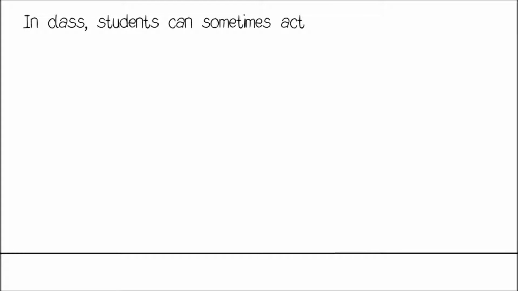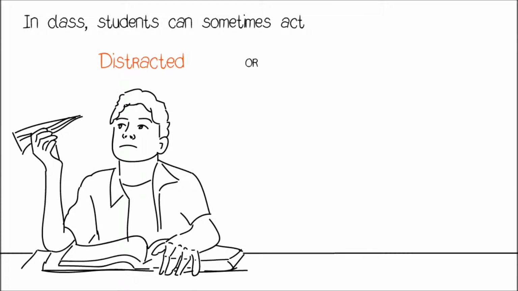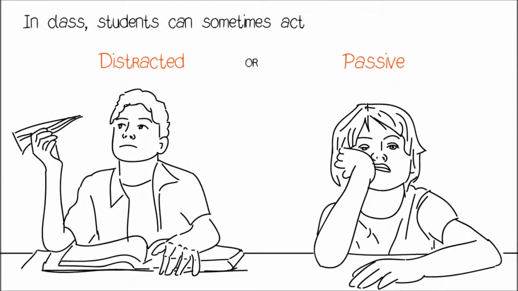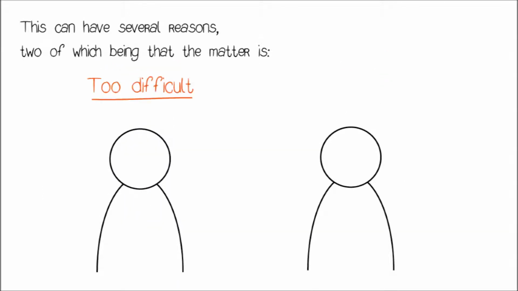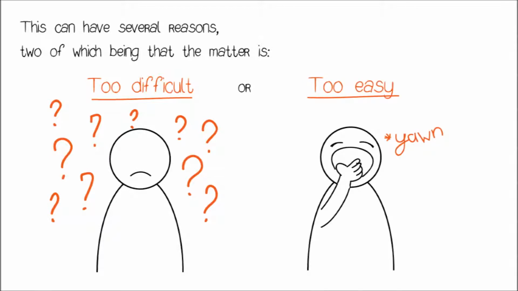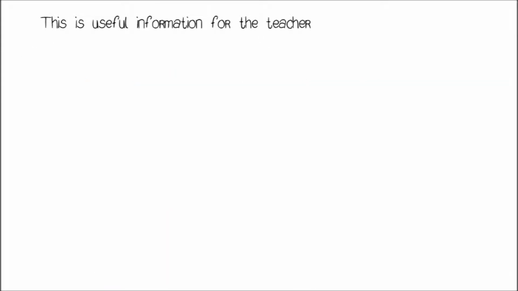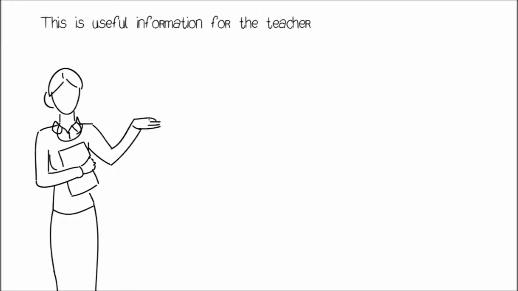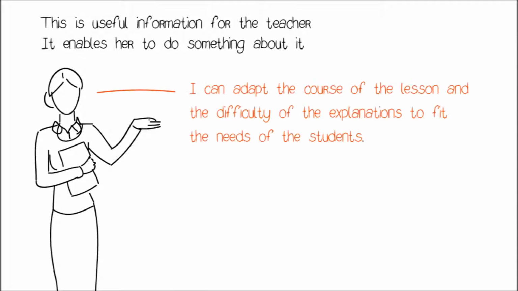In class, students can sometimes act distracted or passive. This can have several reasons, two of which being that the matter is either too difficult or too easy. This is useful information for the teacher. It enables her to do something about it.